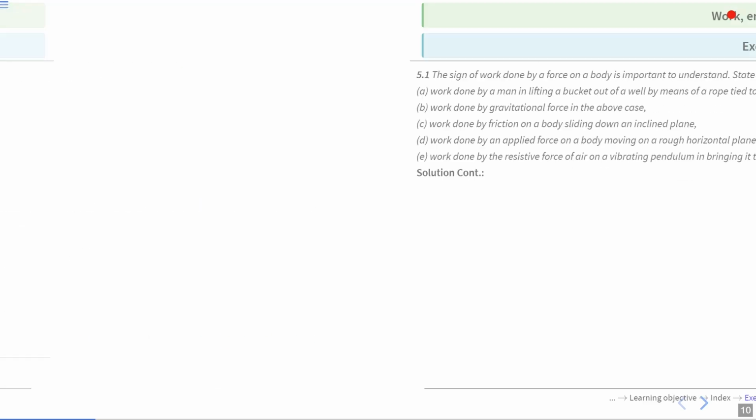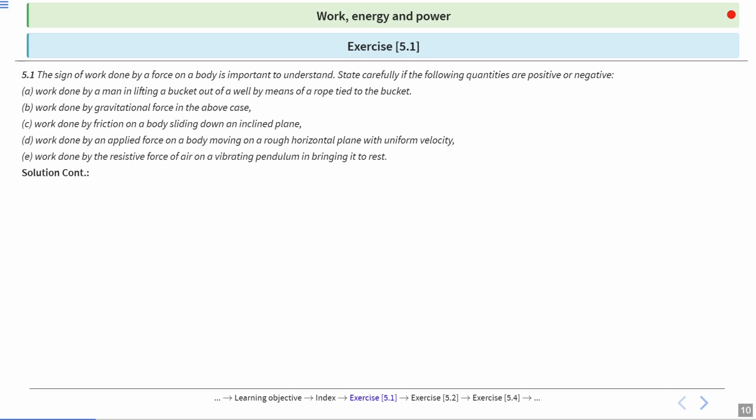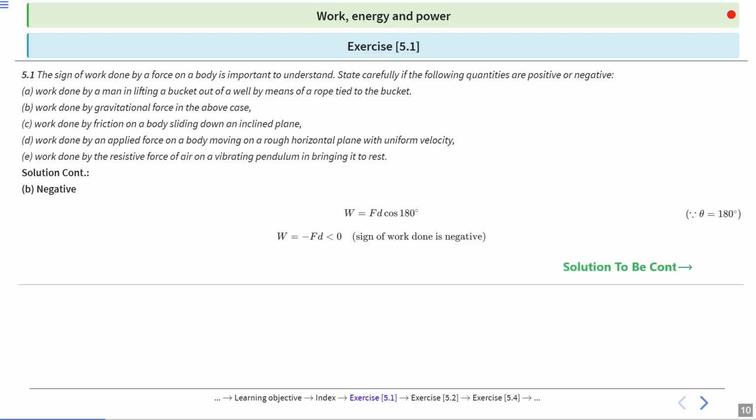So now we will use the formula of the work done, that is FD cos theta. But we know theta is 180 degree because here gravitational force and bucket displacement are anti-parallel. So cos 180 degree is negative. So we can say sign of work done is negative. So minus FD is less than 0. That's why our answer is negative. Clear?